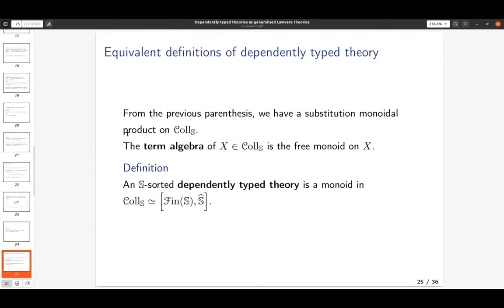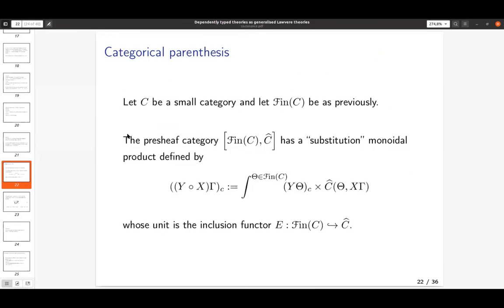So what that little interlude tells us is that we have a substitution monoidal product on Cartesian S-sorted term signatures, and the term algebra of a Cartesian S-sorted term signature X is just the free monoid on X, for the same monoidal product that's defined here.